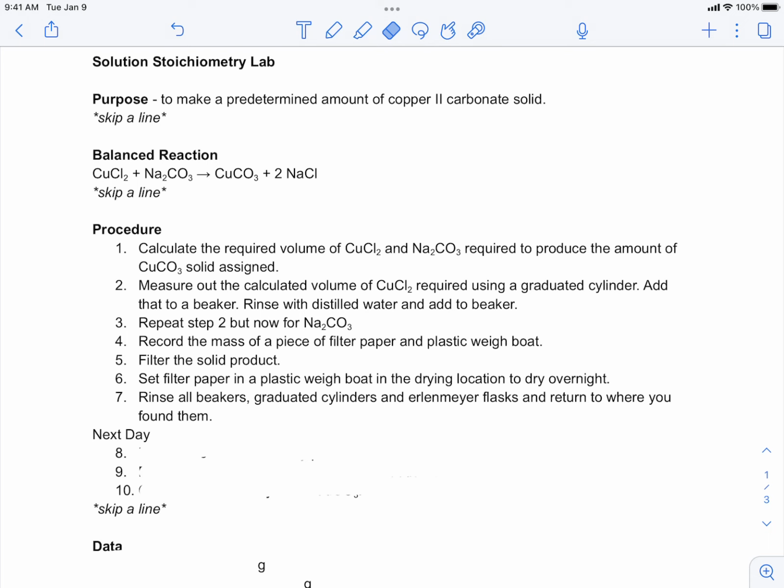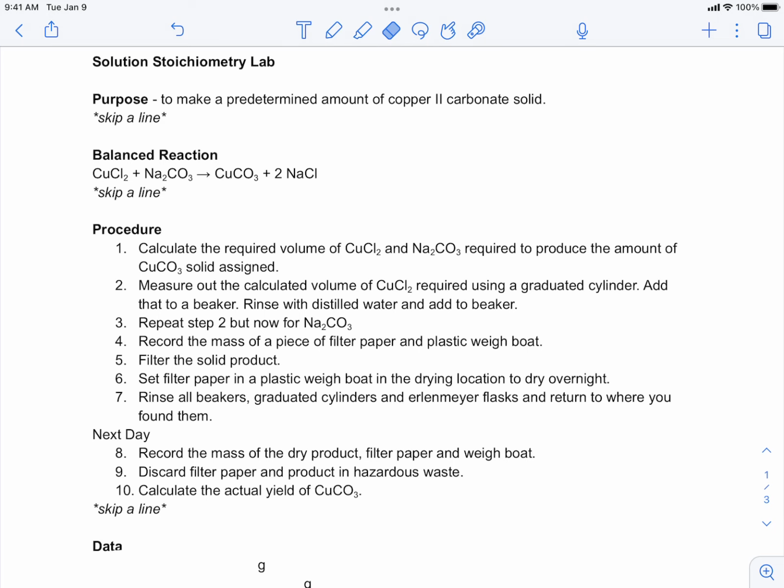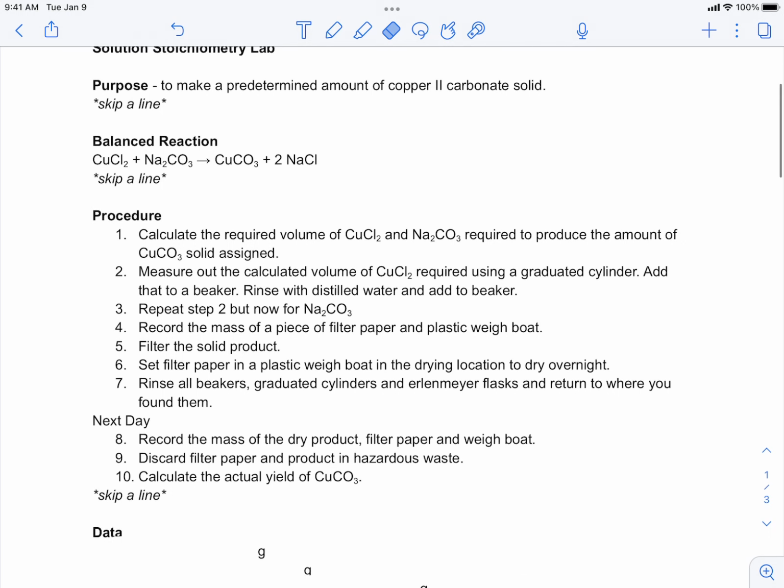Now we let the product dry overnight, and so the next thing you want to do is after the next day when we come back, we're going to record the mass of the product, the filter paper, and the weigh boat all together, and then I'll have a special spot to discard the filter paper in the hazardous waste, and then calculate the actual yield of copper carbonate is the last thing we'll do, which we can show you how to do in class, not a problem. So there's the first part of the procedure.